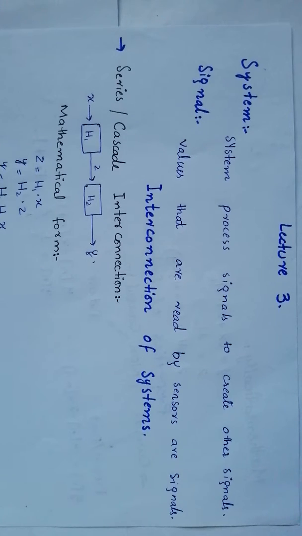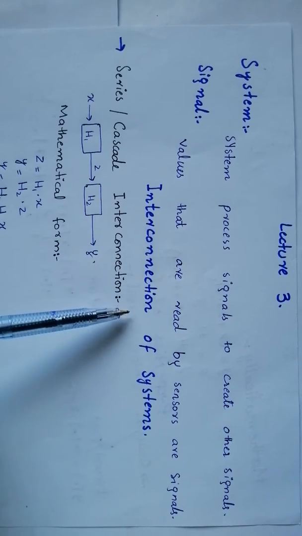Today we'll discuss lecture number 3, which is about systems and their types, interconnections and properties. First of all, let's recall what a system is. A system is something that processes a signal to create another signal, and signals are the values that are read by sensors.